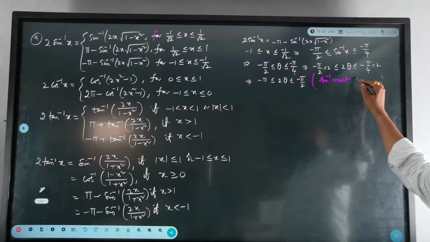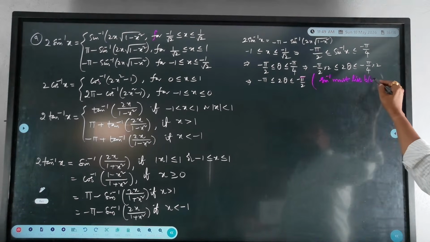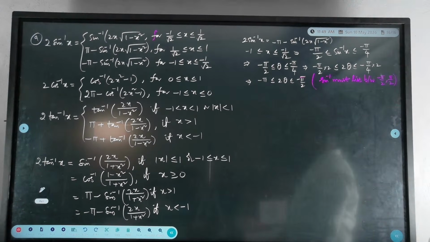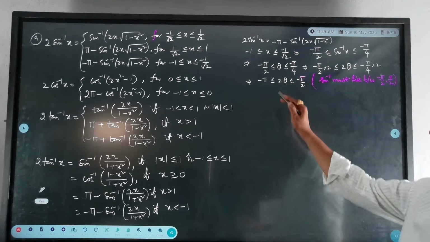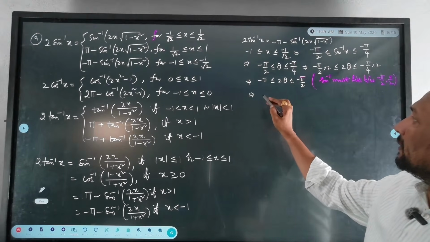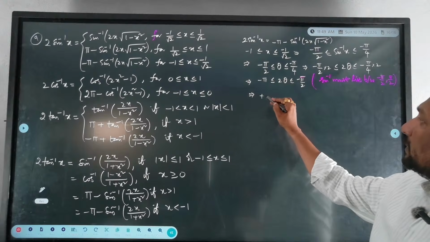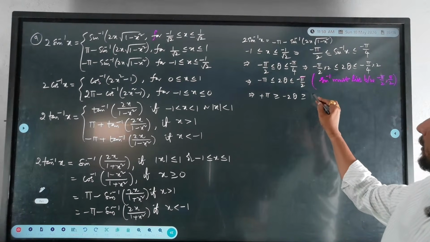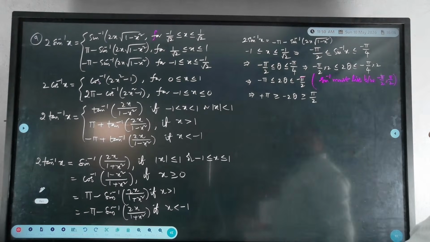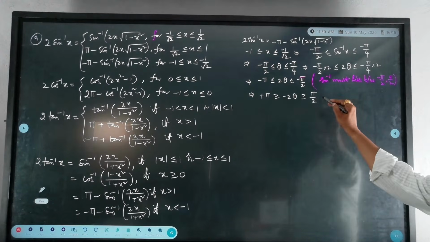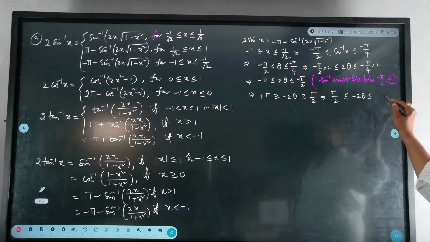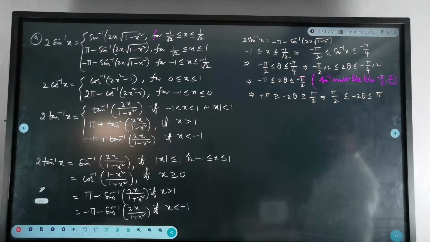Sin inverse must lie between minus pi by 2 to pi by 2, you know very well. Now multiply this by minus. Minus of minus plus pi, minus 2 theta, pi by 2 less than or equal to minus 2 theta less than or equal to pi. Right?